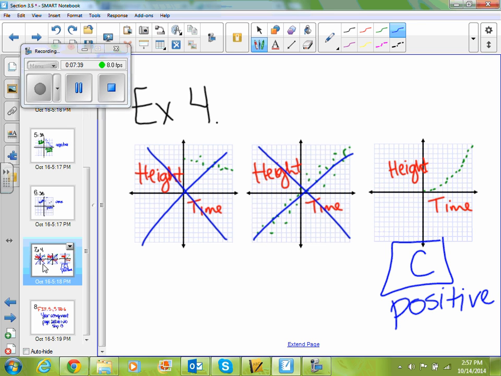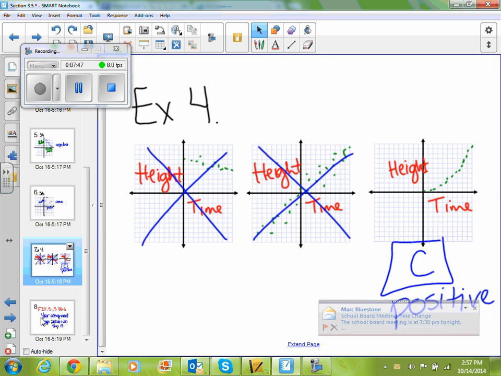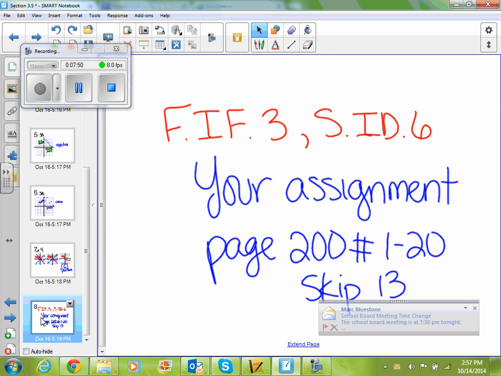Okay? So you're going to be looking a lot at correlations and at matching graphs. You're not going to do too many scatter plots on your own, okay? But when you do them, just remember to estimate. Okay, so you're going to look at page 200, 1 through 20, but skip 13. You get to skip the word problem. You're welcome.